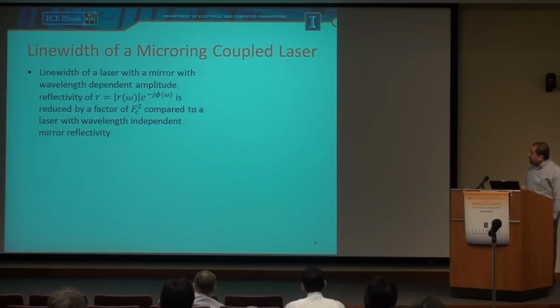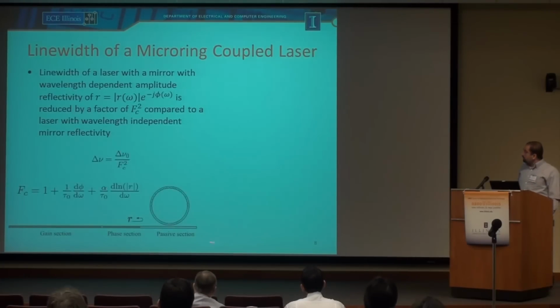Something more interesting is if you consider a semiconductor laser that has a mirror which is wavelength dependent. If you have a mirror with reflectivity which is wavelength or frequency dependent, then you can do a calculation and show that the line width of the whole laser will be reduced by a factor of Fc squared, where Fc depends on the slope of the phase of the reflectivity, and also the slope of the change in the amplitude of the reflectivity.